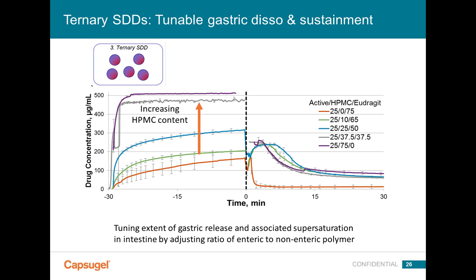However, we also see some interesting differences on the left-hand side. So in the gastric portion of the test, we have a combination of an enteric and a non-enteric polymer inside this SDD. So by changing the HPMC content inside the SDD, you can directly tune the amount of gastric release that is achieved in the gastric portion of the test. So that's convenient to be able to have tunable gastric release without sacrificing any of the sustainment in the intestinal portion of the test.